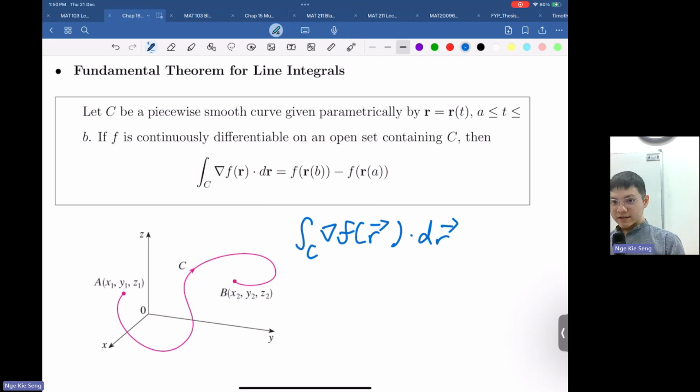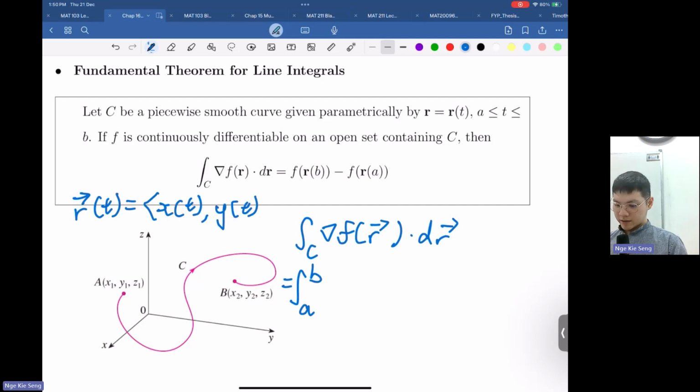So what is this? You need to spell out what this object is. What is del f at r? We have to parameterize our r. So r(t) equals x(t), y(t), z(t). It's not given, but we know that our t is going from a to b. So our time variable goes from a to b.